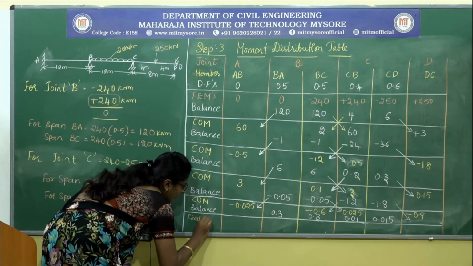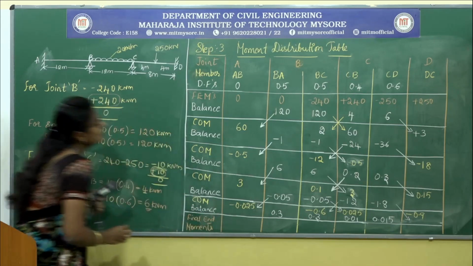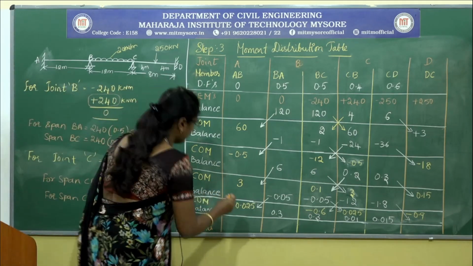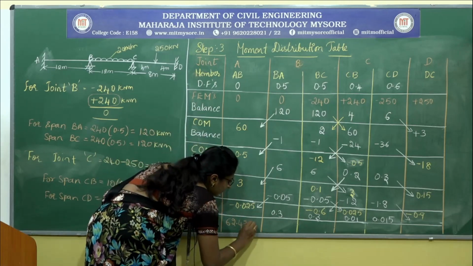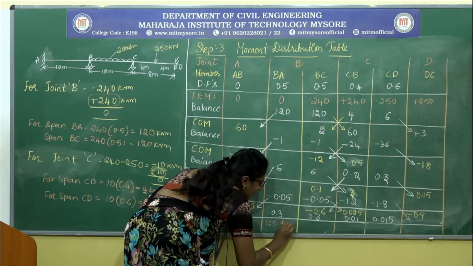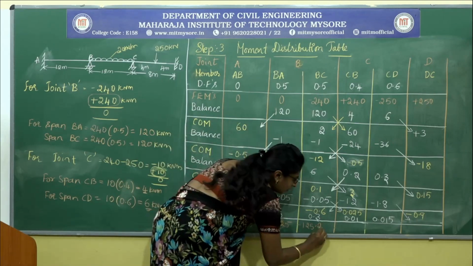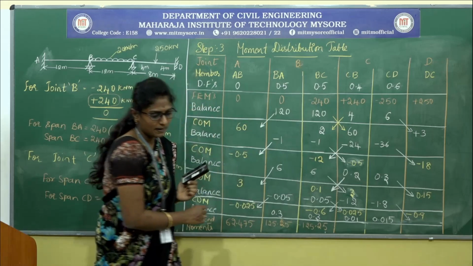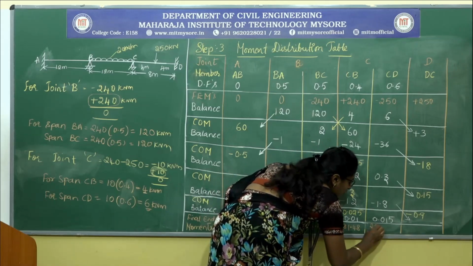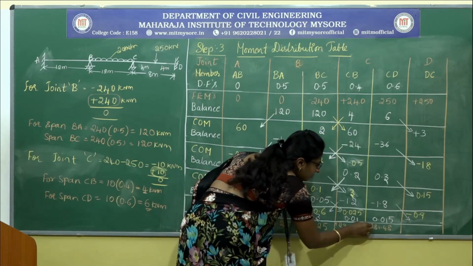Final end moments. So for span AB, the final end moment is calculated and it is given by 62.475. Then for span BA, it is 125.25. For span BC, it is minus 125.25. For span CB, 281.48. Here also 281.48, which is equal and opposite. Here it is positive, therefore here it will be negative.